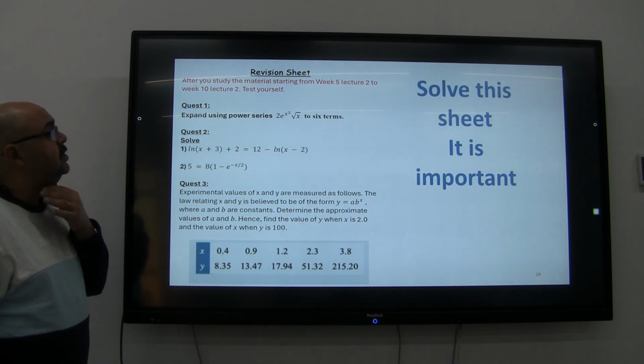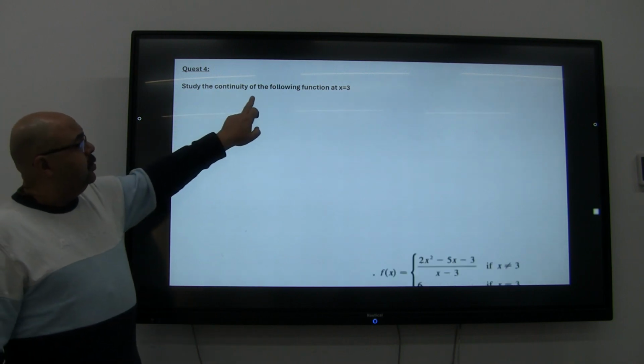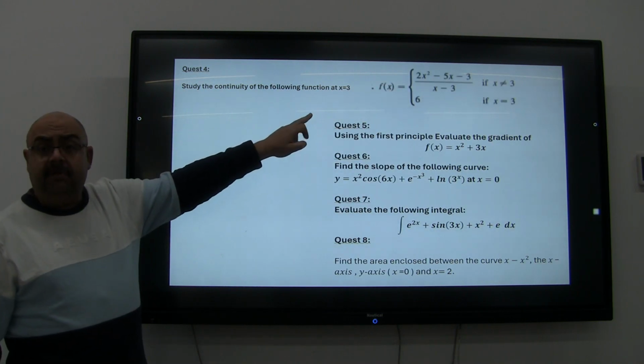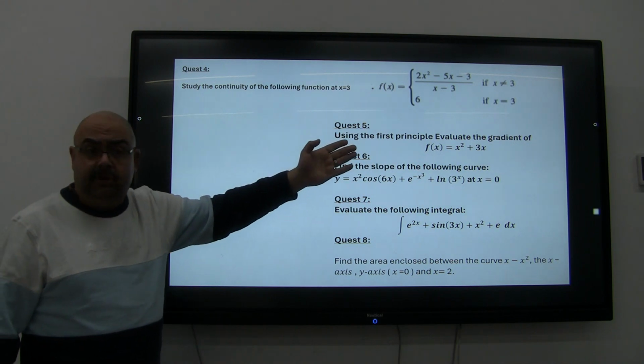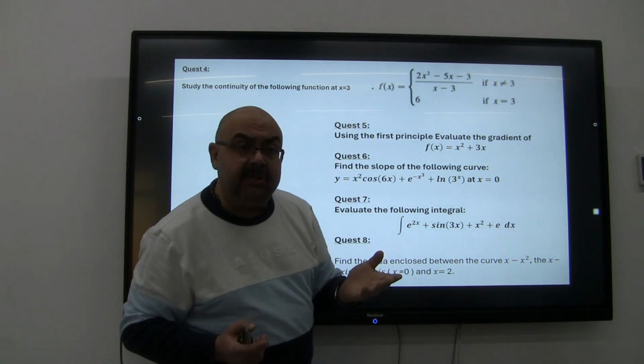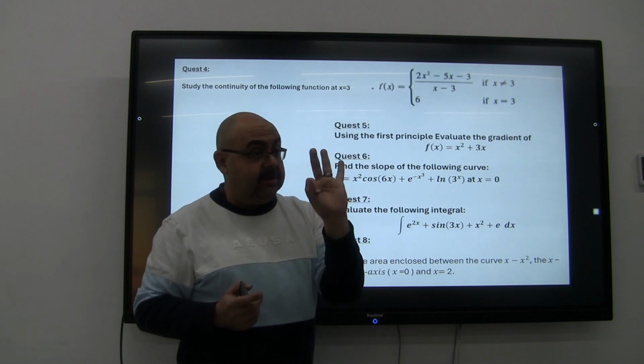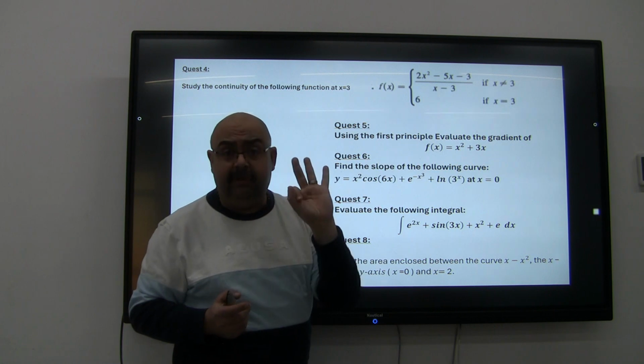Okay, follow this sheet, it's very, very important. Here it is asking you about studying the continuity of the function. It's giving you a function, and it's asking you about the continuity of this function. How do we know that a function is continuous at a certain point? You have three main tests, or three main steps, that you will have to do.